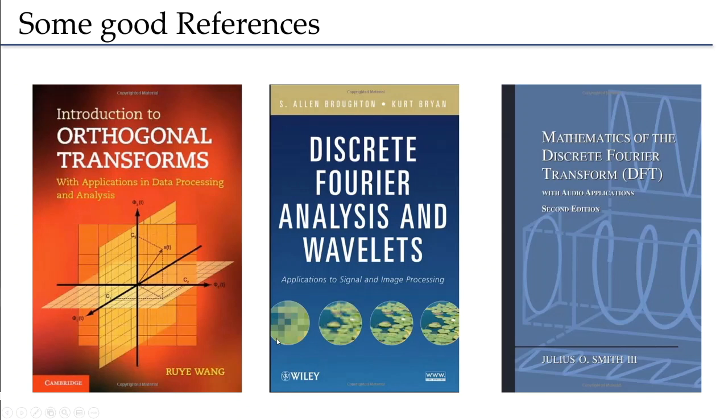So here are some suggested readings, at least my favorite books on orthogonal transforms and signal processing. The first is from Professor Wang and is a very complete review of orthogonal transforms in general, both in continuous and in discrete domain. The second one is the book from Professor Alan Broughton and Professor Carl Bryan, and it's focused on the two most popular transforms in signal processing. These are the Fourier transform and the wavelet decomposition.